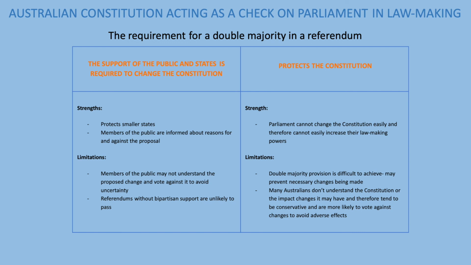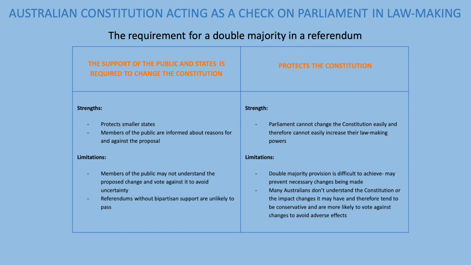The requirement for a double majority in a referendum protects the Constitution. So this is a strength because the Parliament cannot change the Constitution easily and therefore cannot easily increase their lawmaking powers. Some of the limitations, however, include that the double majority provision, as we spoke about earlier, is difficult to achieve. And this may be a big limitation as it may prevent necessary changes being made.